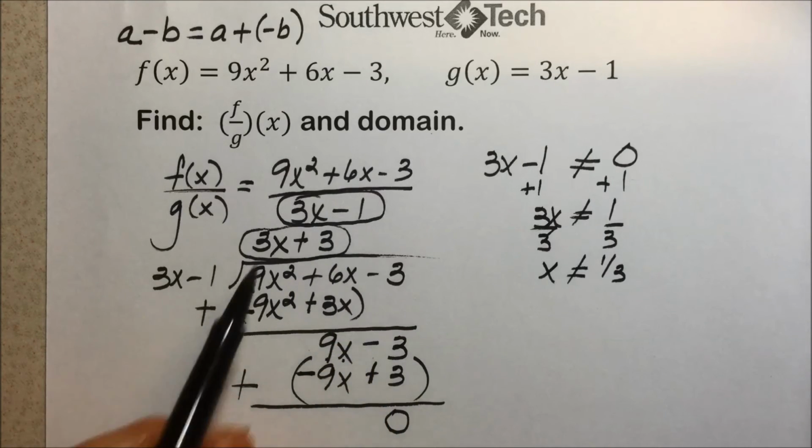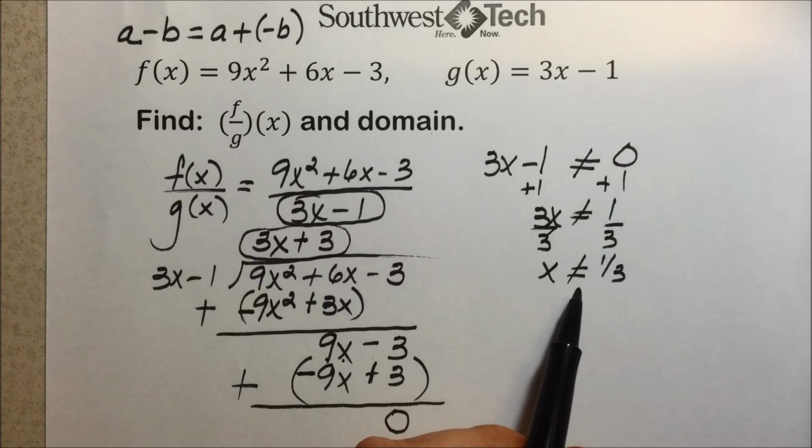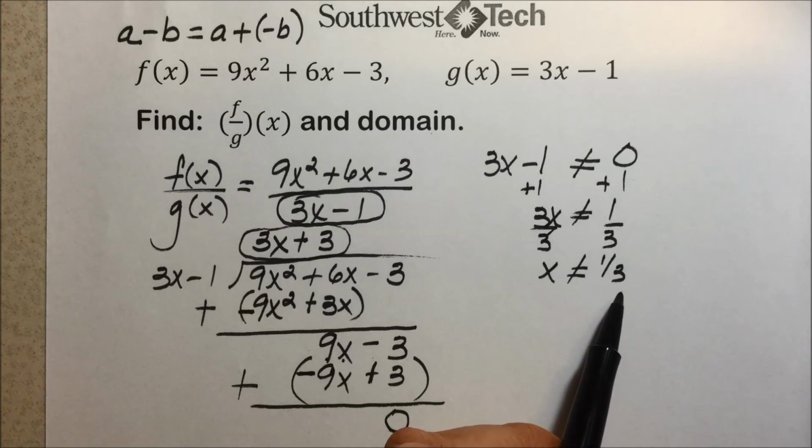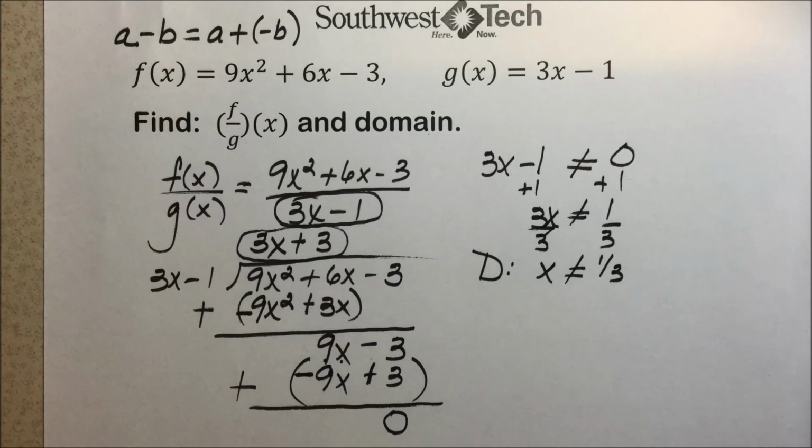So our solution is 3x plus 3, provided x is not equal to 1/3. So our domain for this problem would be all real numbers with that exception.